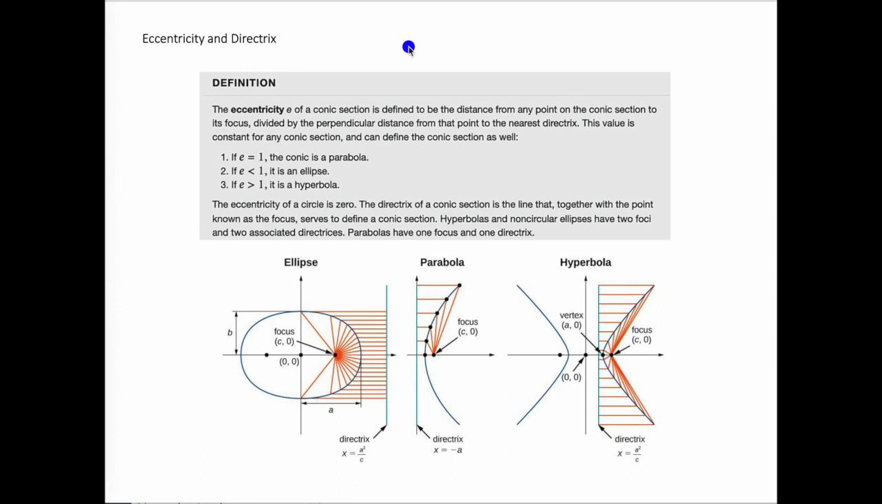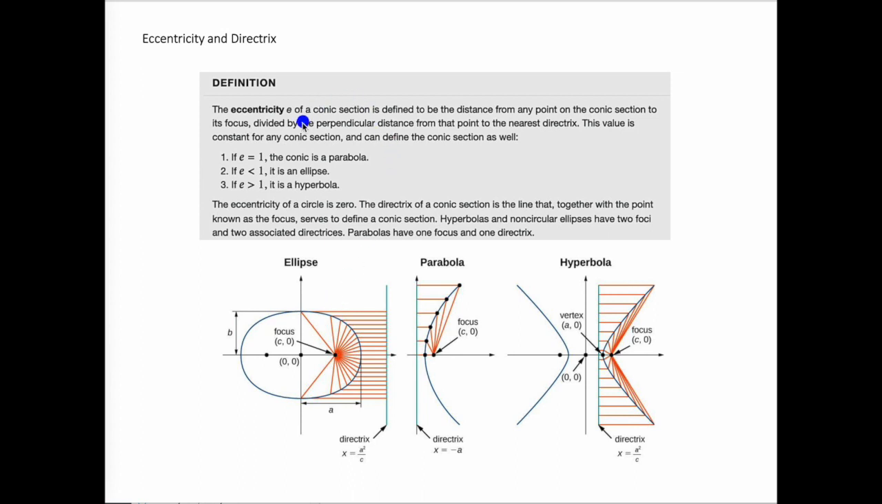And as E gets bigger, the shape is going to change. So when we start at 0, as E gets bigger, if it's still less than 1, then it's going to be an ellipse. When E is equal to 1 exactly, then you're going to have a parabola. And then when E gets over 1, the conic is going to be a hyperbola.